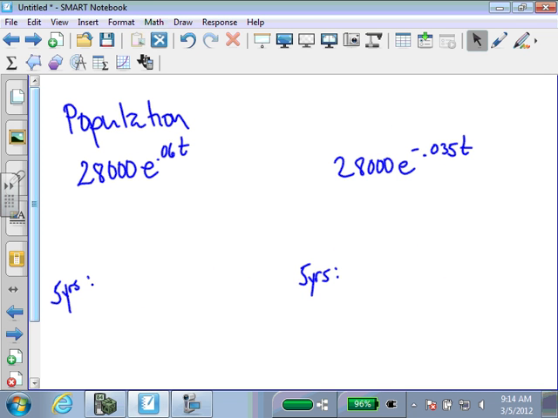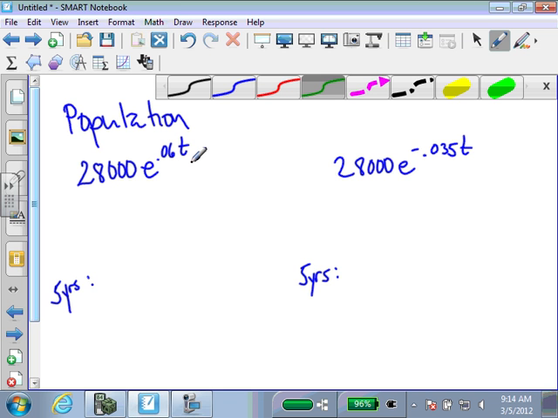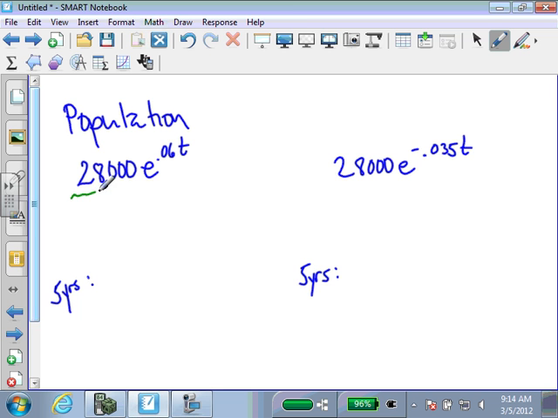Let's talk about population, which does tend to grow continuously. So we may have 28,000 e to the 0.06t, or maybe 28,000 e to the negative 0.035t. And just to interpret what we're seeing, what this says is that the current population is 28,000, and because the power on base e is positive, that population is growing. This one also says the starting population was 28,000, and since the power is negative, that population is getting smaller. So people are moving away from this town, or something worse.